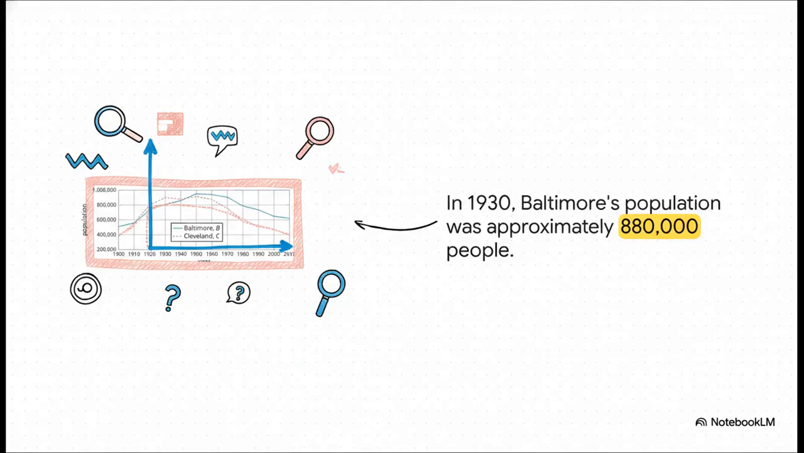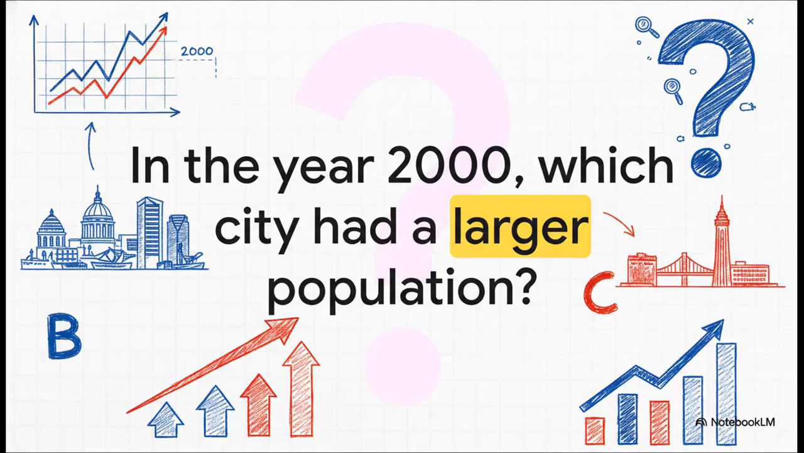So how do we find the answer? It's easy. You just find 1930 on that bottom axis, the horizontal one. Then trace your finger straight up till you hit the blue line. That's Baltimore. From there, just look straight across to the left to the vertical axis, and boom, it's right under 900,000. So we can say, yeah, about 880,000 people. Simple as that. All right, your turn.